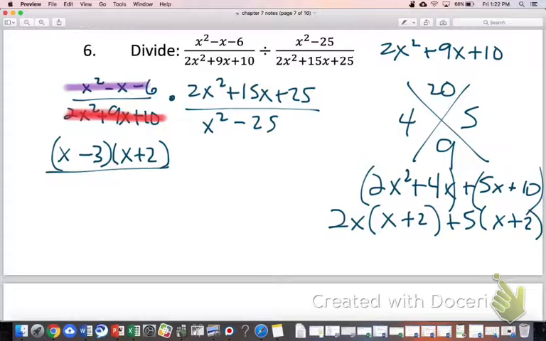Again, looking at this so far, is this making sense? Any questions? Okay, last step then is to factor out the x plus 2. Leftovers, 2x plus 5. That's my factoring for that left denominator.